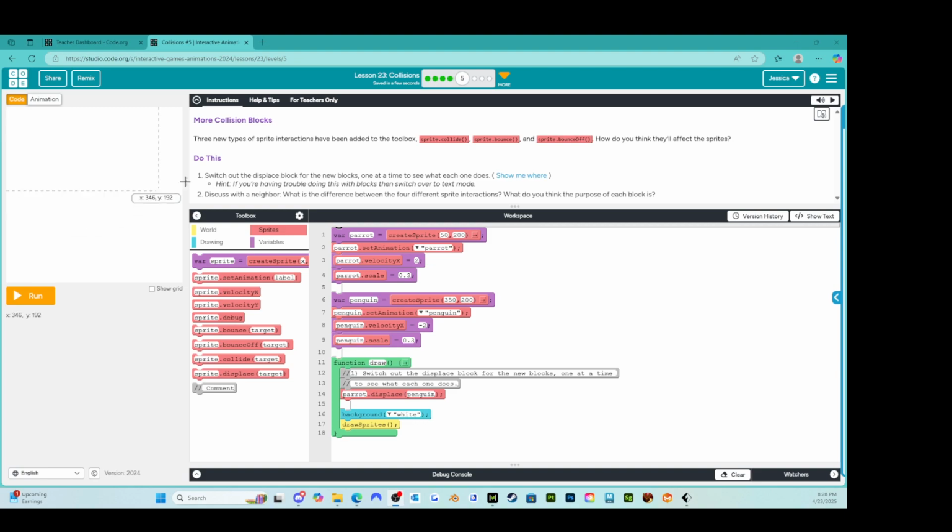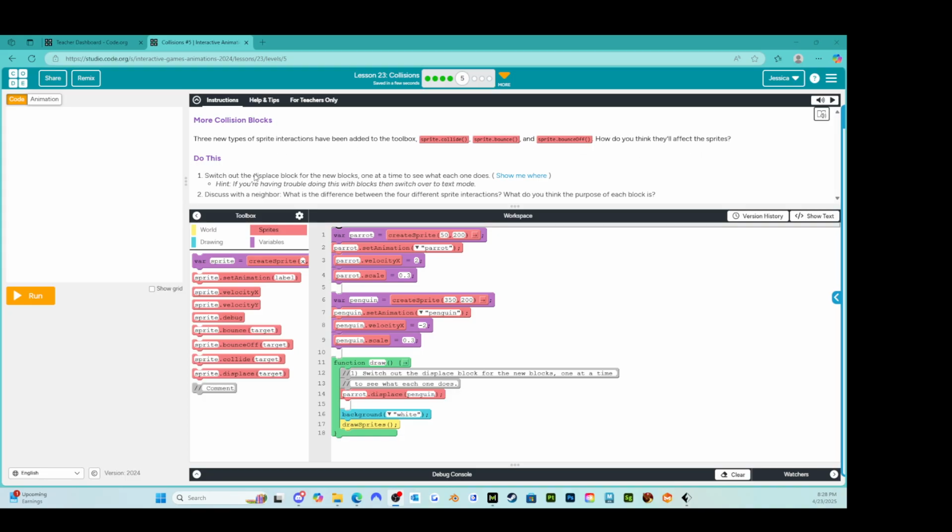All right, welcome back. We are on level 5 of lesson 23, collisions. So this says more collision blocks. 3 new types of sprite interactions have been added to the toolbox: sprite collide, sprite bounce, and sprite bounce off. How do you think they'll affect the sprites?